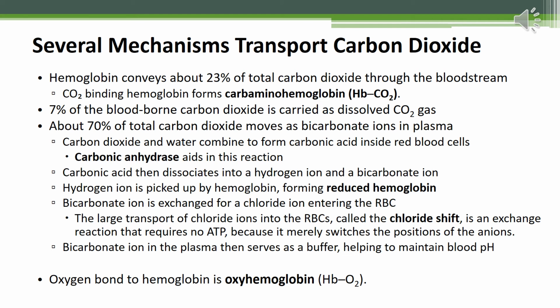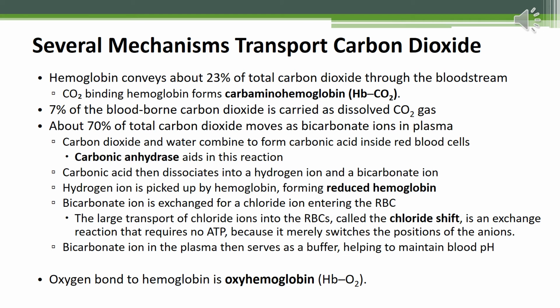Carbon dioxide and water combine to form carbonic acid inside erythrocytes, or red blood cells. And this reaction is aided by an enzyme called carbonic anhydrase. The carbonic acid then dissociates into a hydrogen ion and a bicarbonate ion. This hydrogen ion is picked up by the hemoglobin, which forms a reduced hemoglobin. And by the way, whenever something picks up a hydrogen, we say that it's reduced.